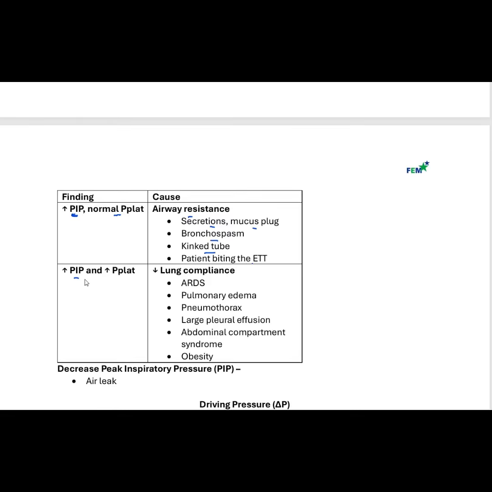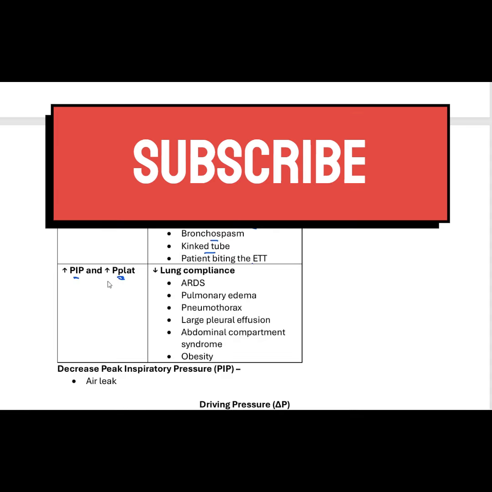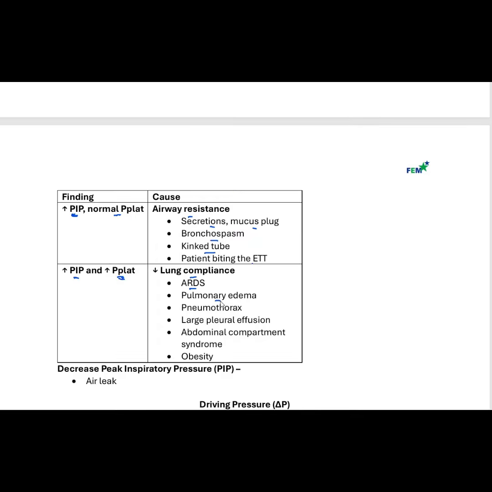Now let's say the peak airway pressure is high, but at the same time, when we do our inspiratory hold, the plateau is also high. Then we know that the reason the peak airway pressure is high is because of poor lung compliance. That means there's a decrease in lung compliance, and this could be an example of somebody who has ARDS, pulmonary edema, or pneumothorax.